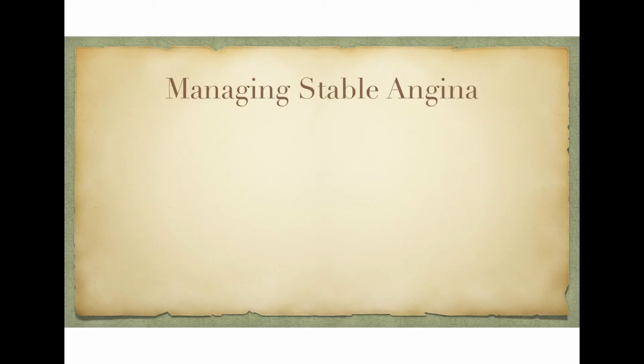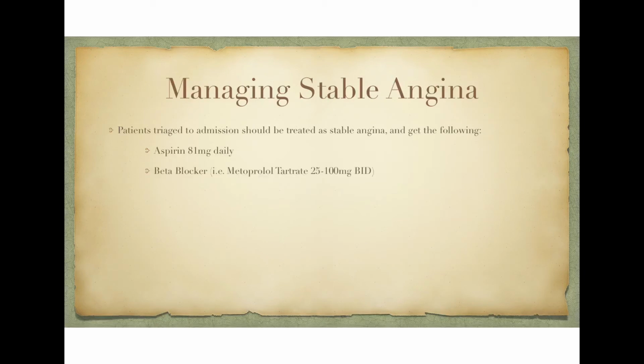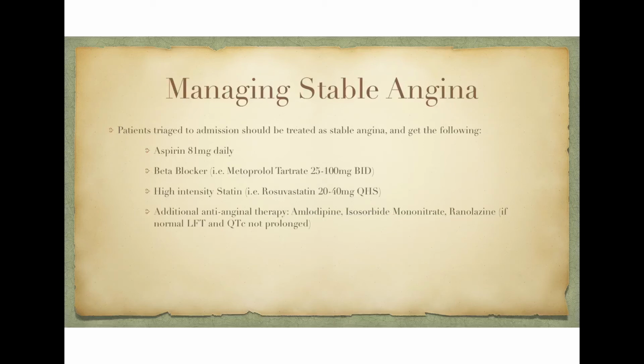Moving on to medical management, for stable angina, the patients who you're going to triage to admission should get the following intervention. Start them on aspirin 81 milligrams daily if they're not already taking it and they don't have any contraindications. Start a beta blocker, preferably metoprolol tartrate or carvedilol. Start a high-intensity statin, such as rosuvastatin 20 milligrams to 40 milligrams. And you can optimize their anti-anginal therapy.